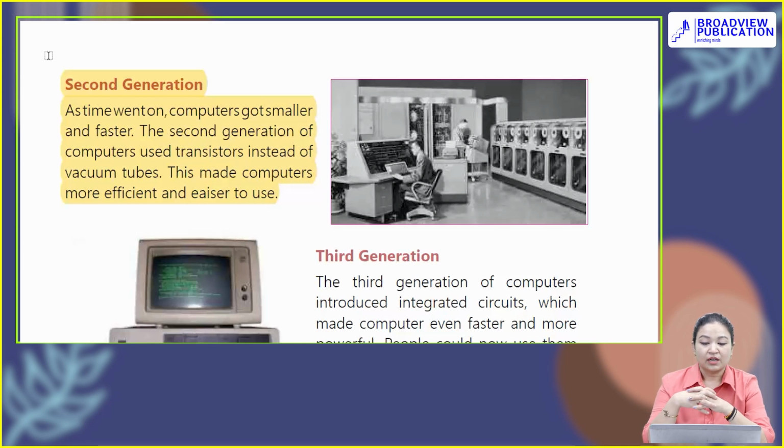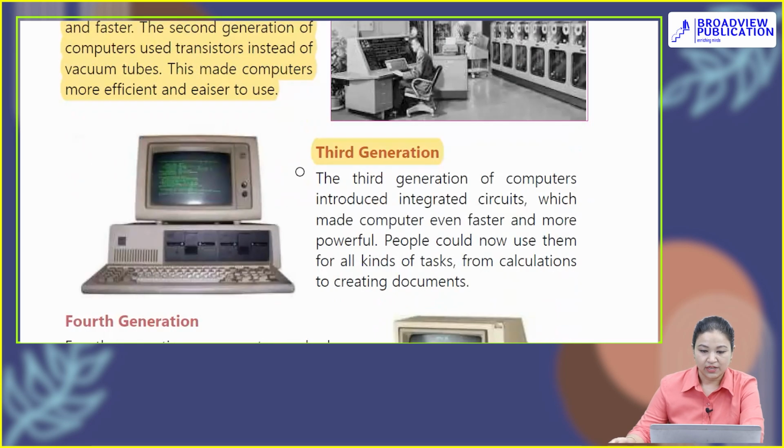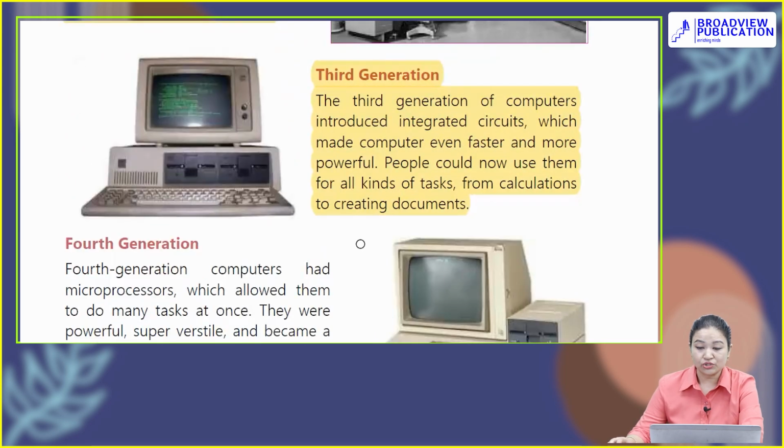This made computers more efficient and easier to use. Now in second generation computers, the size was quite small. It reduced and their efficiency got faster. Third generation. The third generation of computers introduced integrated circuits, which made computers even faster and more powerful. People could now use them for all kinds of tasks, from calculations to creating documents. So these were the examples of a third generation.